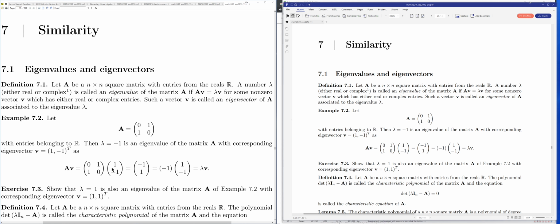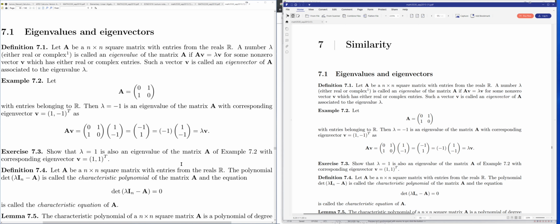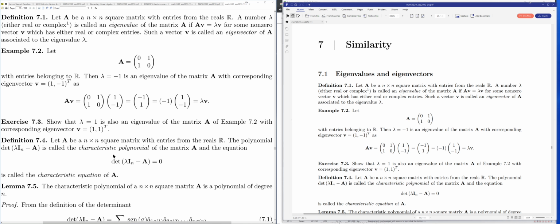Okay, so how do you actually find these eigenvectors and the eigenvalues? Well, you find the eigenvalues first, and then you find the corresponding eigenvectors. That's your systematic way of doing it. And you find your eigenvalues via something called the characteristic polynomial.